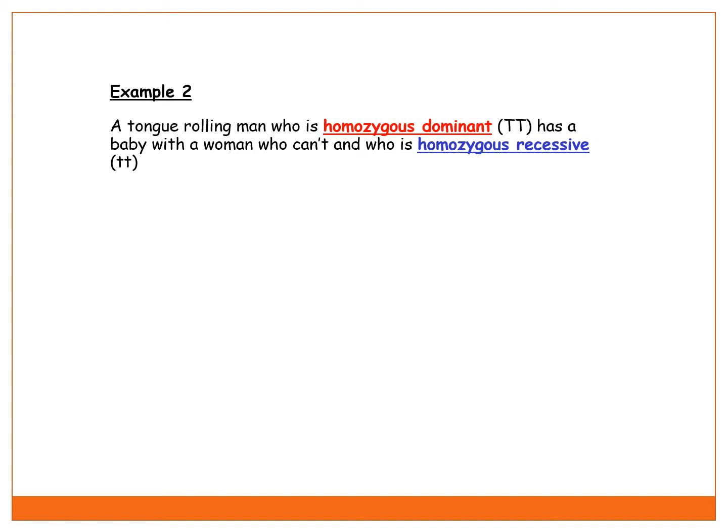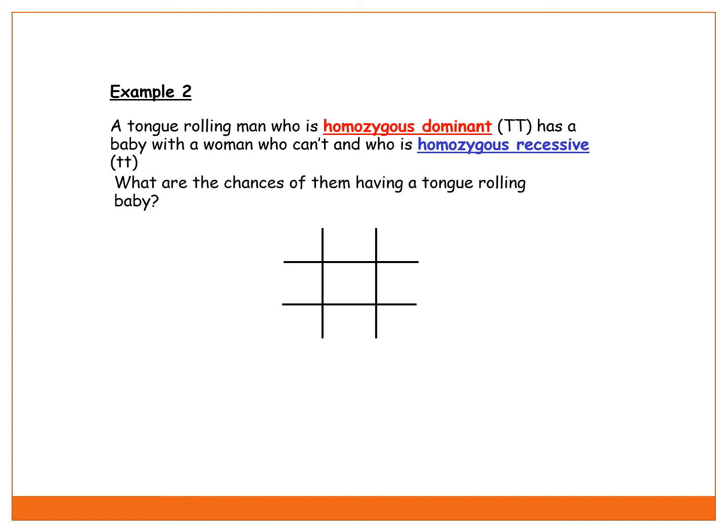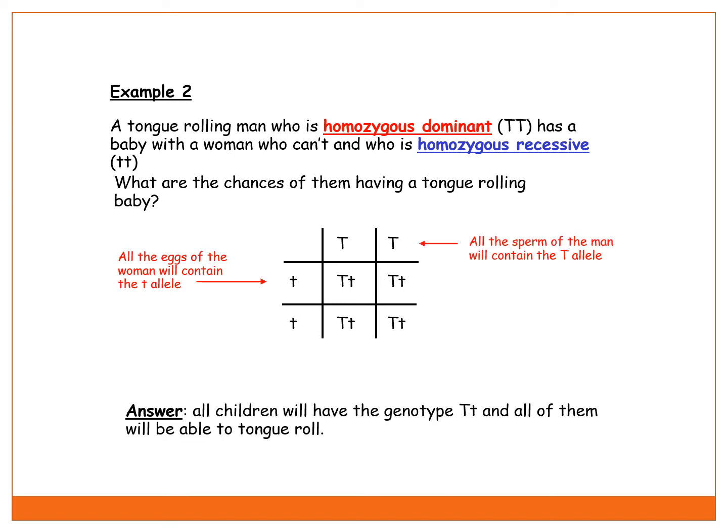So try to write down the answer before I reveal the answer to you. So the answer would be that you would draw your Punnett square with your capital T, and then your small t, and then you'd cross it so it'd be capital T small t for all of them. So the chances of them being able to roll their tongue would be 100%. So all of the children will have the genotype capital T small t, and all of them will be able to tongue roll. So 100% chance.